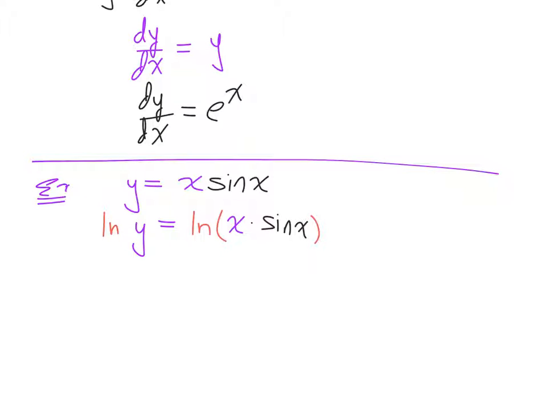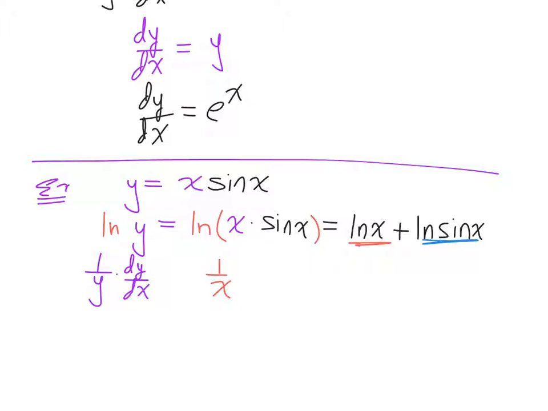Now, the left-hand side, I mean, it's not as simple as just dy dx. It's 1 over y dy dx. But the right-hand side, before you take the derivative, the log of a product is equal to the sum of the logs. So ln of x plus ln of sine of x. So I would take the derivative of this instead. Derivative of ln of x is 1 over x. Derivative of the natural log of sine x is cotangent x. We know that because that's something we just did.